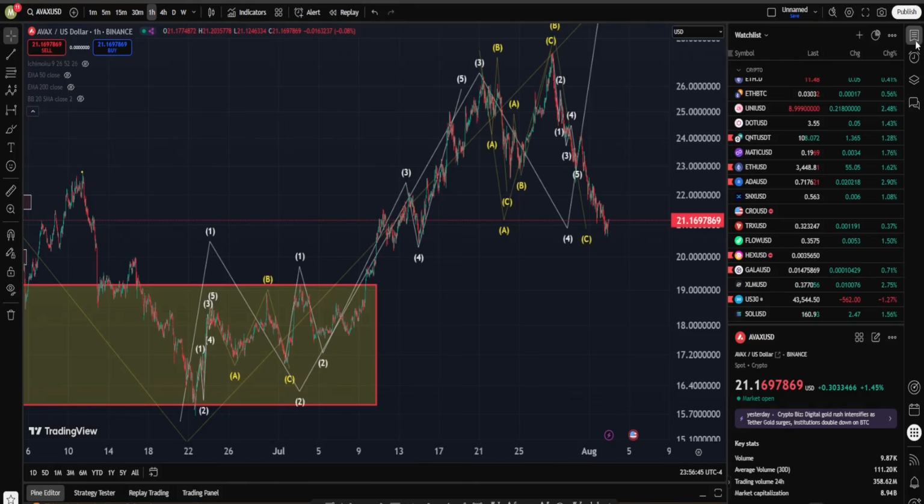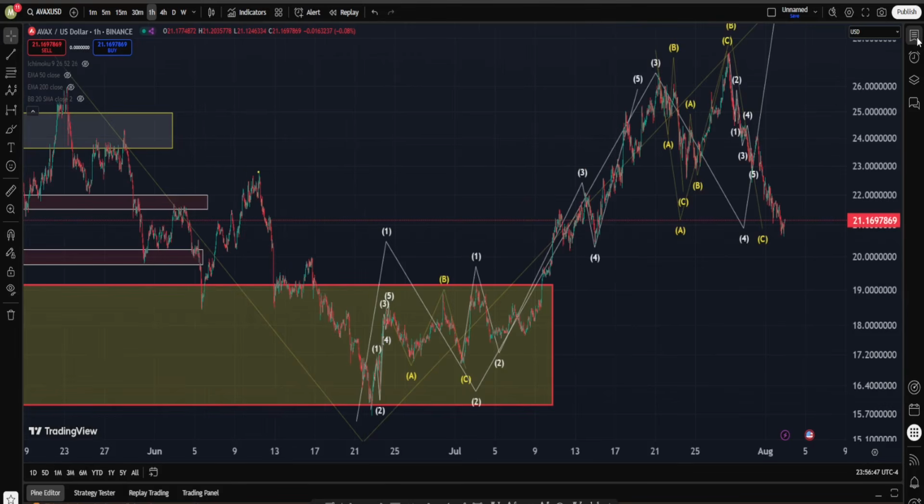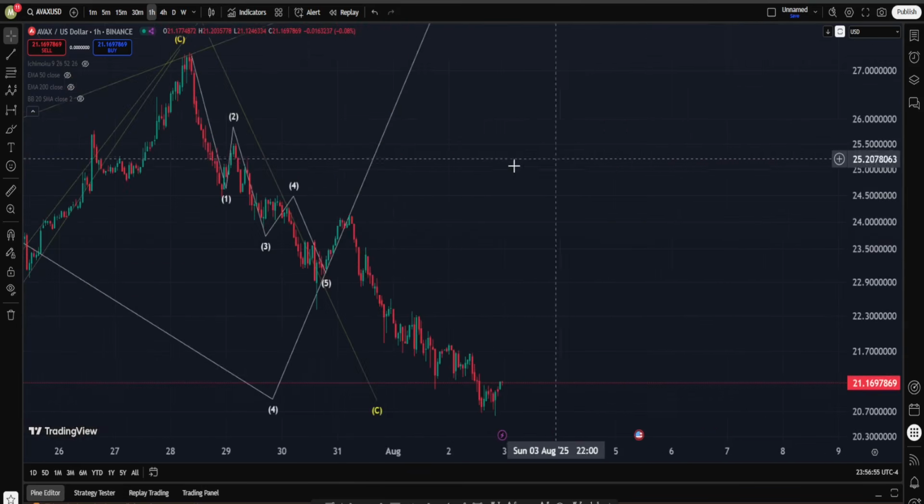And in this update, we are going to check out Avalanche's price chart, and surprisingly, I'm going to tell you why we are actually quite close to the end of this move down, in my opinion. Let's zoom in more and see what is happening.